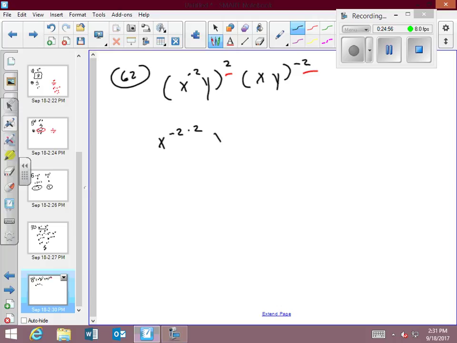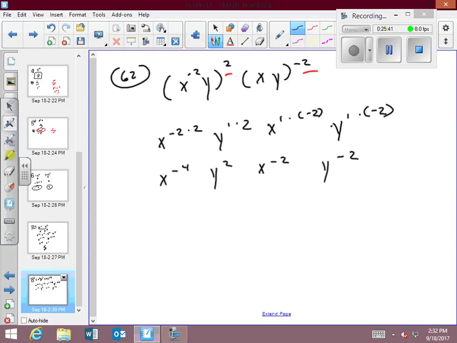Then you'd go the y to the first, and you'd multiply it by the 2, right? Then you take your second bracketed term and you would take that x to the first that's inside the bracket and multiply it by -2, right? And then you take that y to the first and multiply it by a -2. Correct? We're good? So then this is x to the -4 y squared, x to the -2 y to the -2.